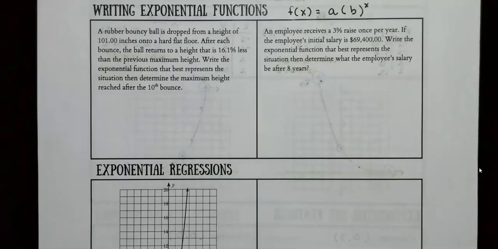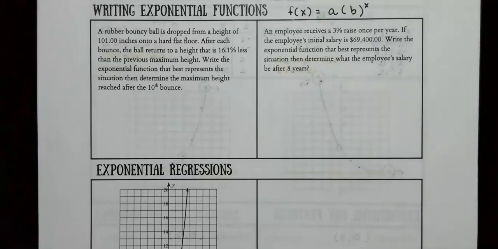Alright, so let's look at this one. It says a rubber bouncy ball is dropped from a height of 101 inches onto a hard flat surface. After each bounce, the ball returns to a height that is 16.1% less than the previous maximum height. Write the exponential function that best represents the situation, then determine the maximum height after the 10th bounce.